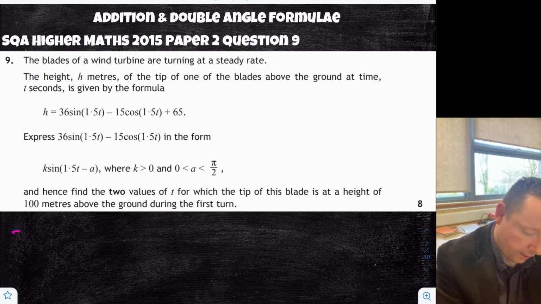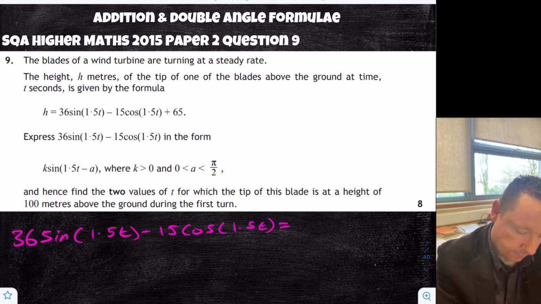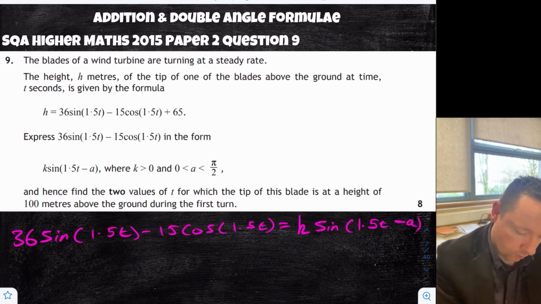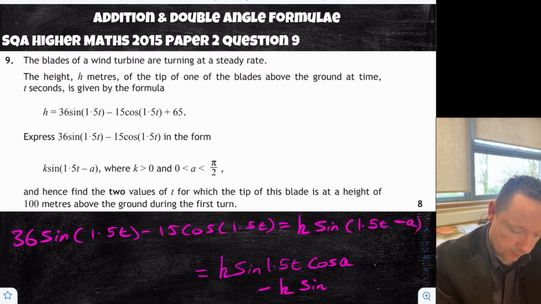So we can write 36 sine 1.5t minus 15 cos 1.5t equals k sine 1.5t minus a. Expanding the right hand side, that's going to equal k sine 1.5t cos a minus k sine a cos 1.5t.